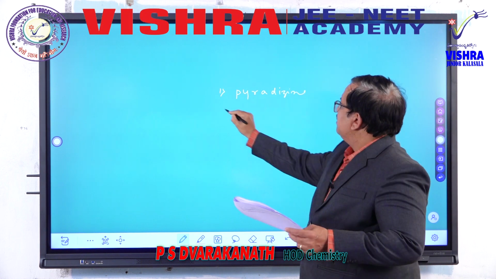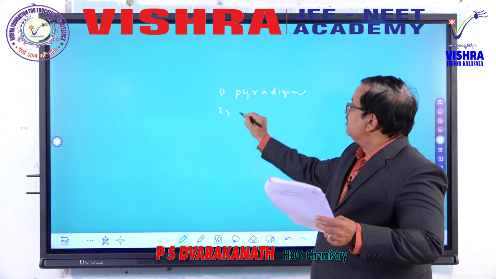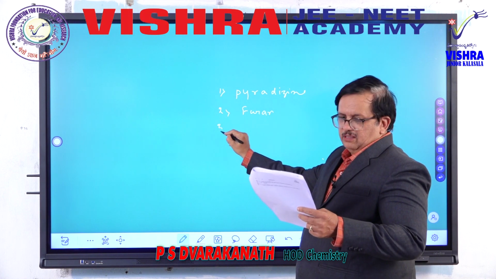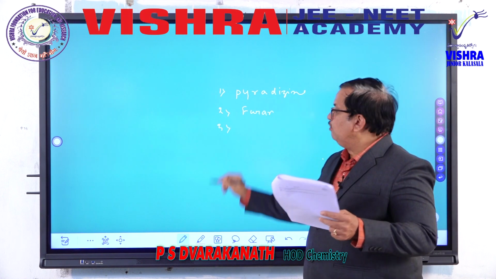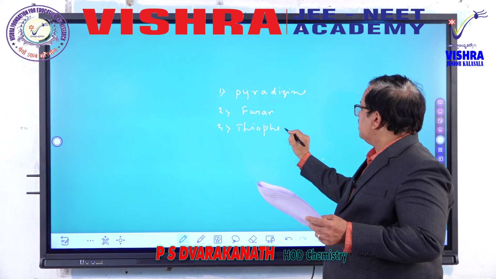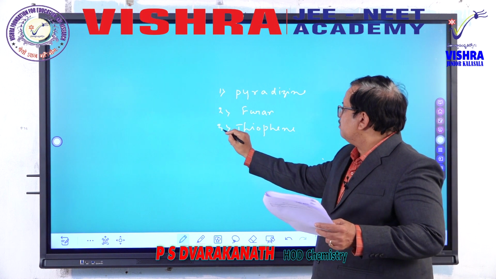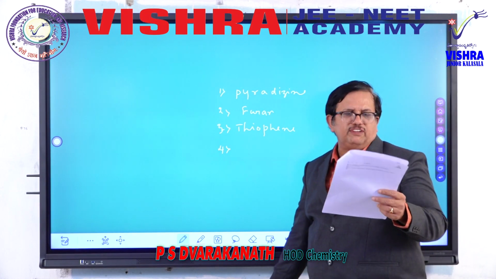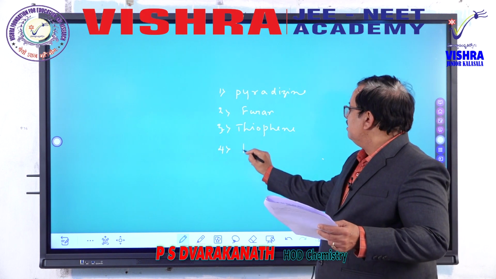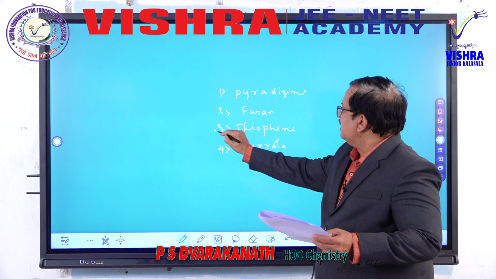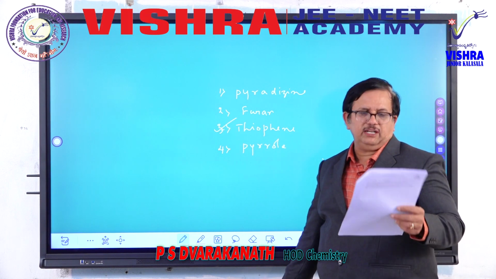Okay. Second option that they have given is furan. Third one is thiophene. Automatically you can remember, whenever I say thiophene, thio is the word that is used for sulfur atom. Therefore, that is the option, pyrrole. Therefore, that option is the correct one.